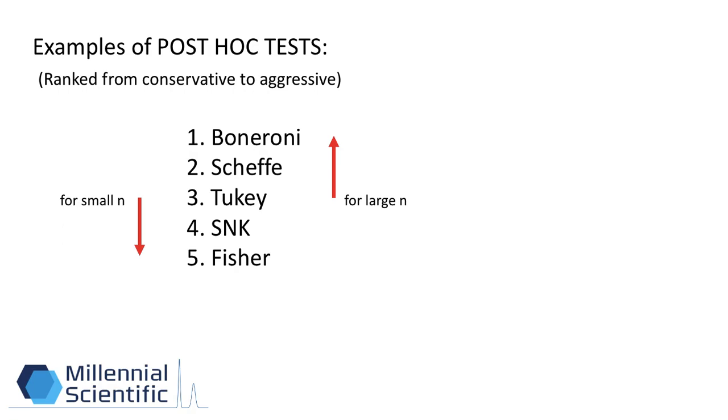Some examples of post hoc tests. These are ranked from conservative to aggressive. The Bonferroni, the Scheffé, Tukey, SNK, and Fisher. If you have large sample sizes, you could run some of these top tests, the Bonferroni, for example. If you have smaller sample sizes, you want to go to the bottom. The Tukey is right in the middle. Most literature papers that I read reference Tukey tests, and I think that strikes a nice balance that fits most situations.